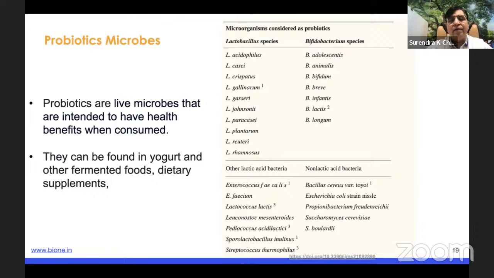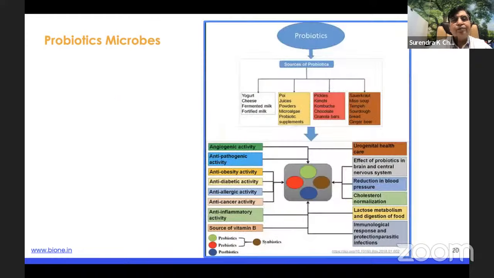And you can see that there are different classes of species that have been used. One is called Lactobacillus species. There are 12 to 13 Lactobacillus species, and 7 to 8 Bifidobacterium species. There are also known lactic acid bacteria like Saccharomyces boulardii, Saccharomyces cerevisiae, Streptococcus, and so on. There are various other species also being used in probiotics.